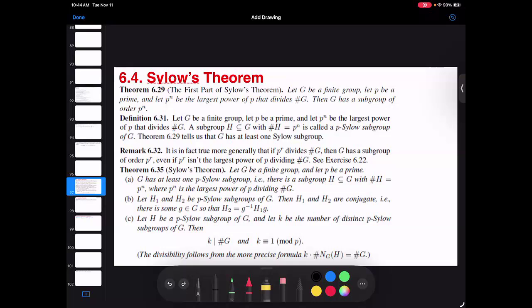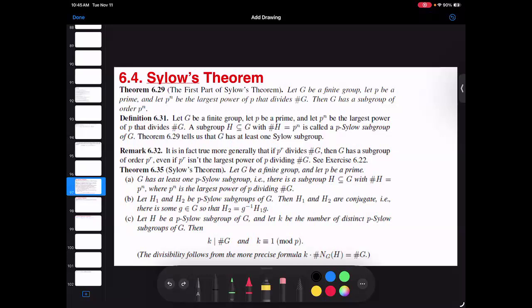We don't know from this. So the book answers that question. Right now, we do not know the answer to that. It answers it very shortly after 6.29. If you skim down a little bit on the slide, you see remark 6.32 that says, yeah, it doesn't have to be the highest power. You can find ways to get something that will work.